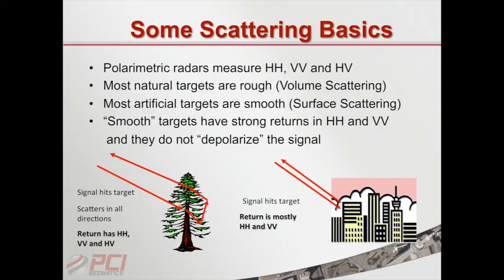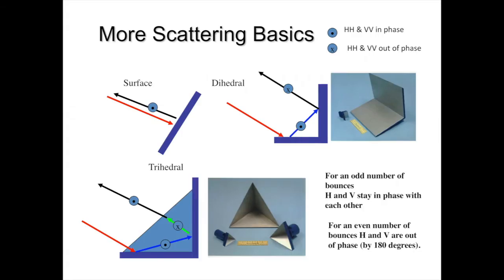So in this particular case, you're going to get some HH return, VV return, and a significant HV component. In this one, most of your return is going to be HH and VV. Natural targets have a higher HV component on average. Man-made targets have a very low HV component on average if we're talking about solid walls. I won't go into too much of this. All I want you to realize is that every time we hit the surface, HH and VV go in and out of phase.